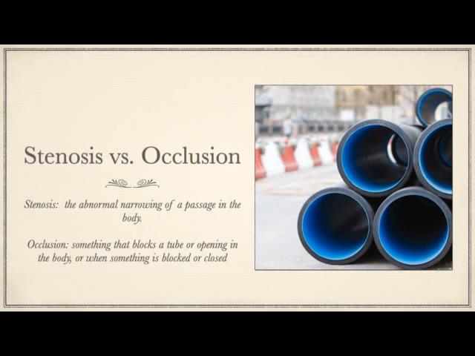One of my personal pet peeves is when you're describing coronary arteries. Stenosis is the abnormal narrowing of a passageway in the body, whereas occlusion is something that blocks a tube or opening in the body. So when you're saying something is stenotic, there is still some lumen present. So if you're going to describe your coronary arteries, you want to say stenosis, 50% stenosis. But if it's occluded, it is completely blocked off. So if you're going to use the term occlusion, make sure that there is a complete blockage in the artery.